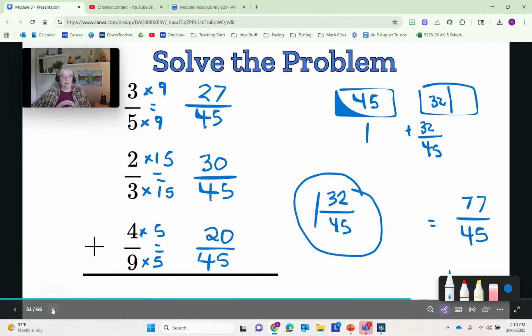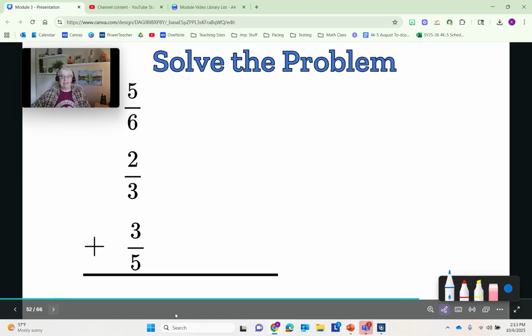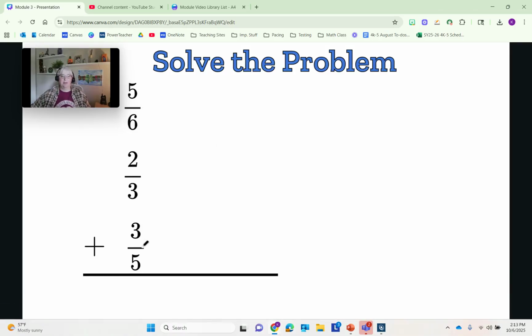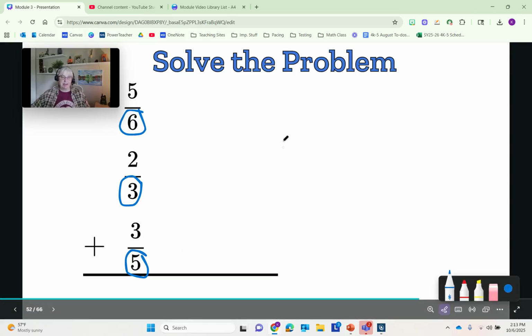All right, let's try another one. This time we're going to add 5/6 plus 2/3 plus 3/5. Our denominators are all different. We can't add them this way. We need them to have the same denominator, which means we have to list the multiples of 6, the multiples of 3, and the multiples of 5 until we find a number they have in common.